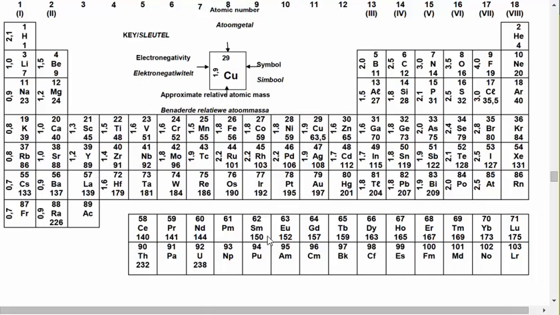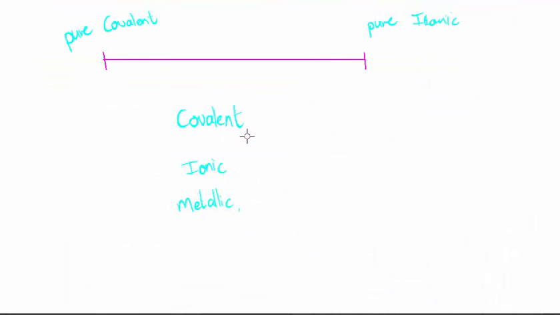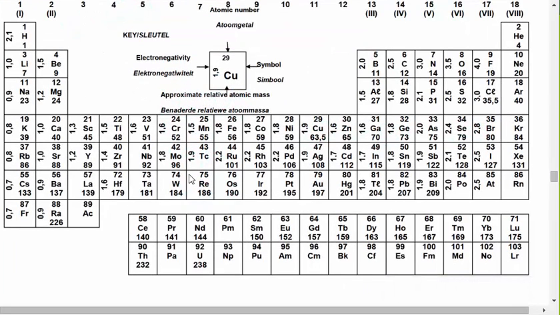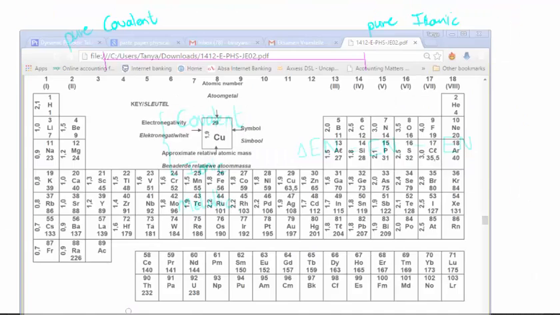Now, the way that you would decide between covalent and ionic is by looking at the difference between electronegativity. So how badly does the bigger one want it and the smaller one want it? So you do a calculation. The biggest difference it can have is obviously between fluorine and francium, and the biggest difference there would be 3.3.